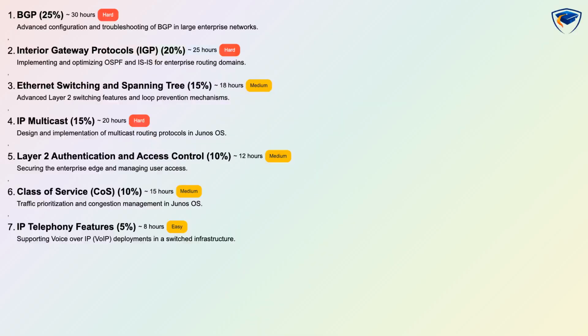Overview of the exam weightings and focus areas. BGP accounts for 25% and covers advanced configuration and troubleshooting. Interior gateway protocols make up 20%. Ethernet switching and spanning tree are 15%. IP multicast is 15%. Layer 2 authentication and access control is 10%. Class of service is 10%. And IP telephony features are 5%.